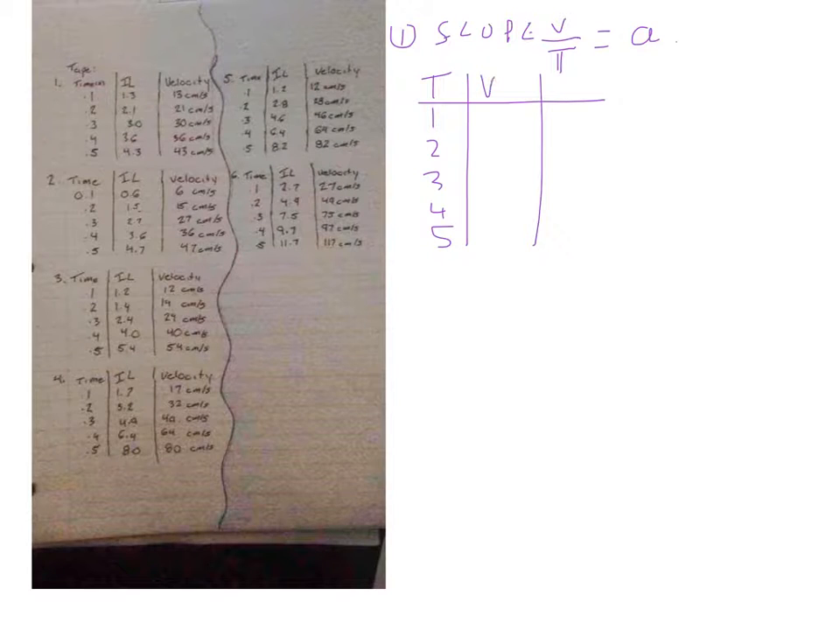The second column will be the velocity, and so that's 18, 21, 30, 36, and 43, I think, if I'm looking at that correctly. Or is that 13 at the beginning? Sorry, I think it's 13. Hang on a minute here. 13, 21, 30, 36, 43. Okay.